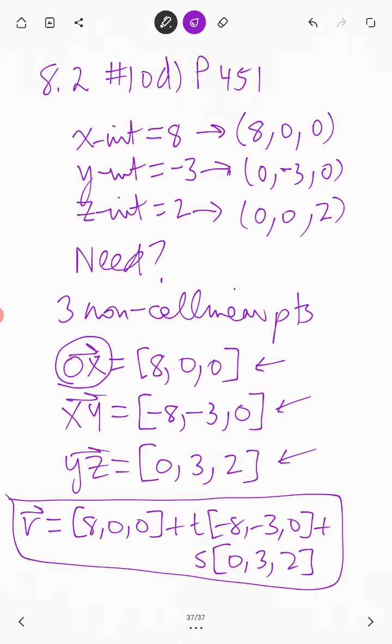Now to get the parametric equations, I'm not going to actually bother writing it out, because it's the same as we've done before with lines and planes. You just write the vector r as x, y, z, and then isolate x, y, and z in terms of the first or second or third components of each of these vectors here. So x would be equal to 8 minus 8t plus 0s, but I don't need to write the 0s, and so on.